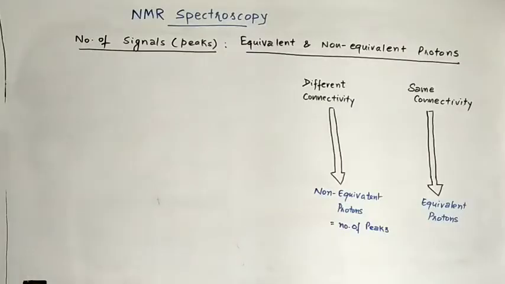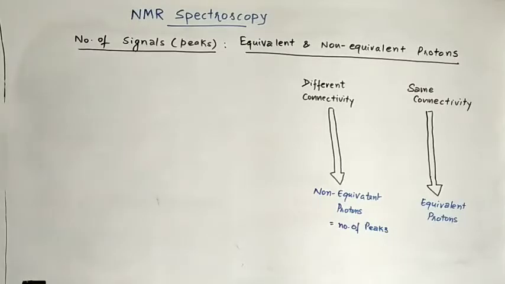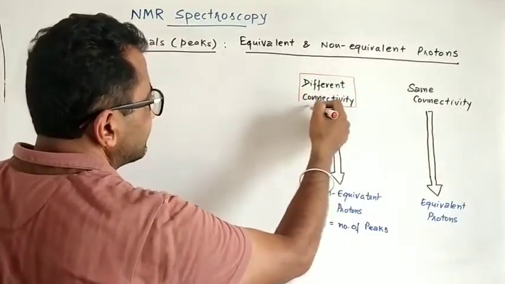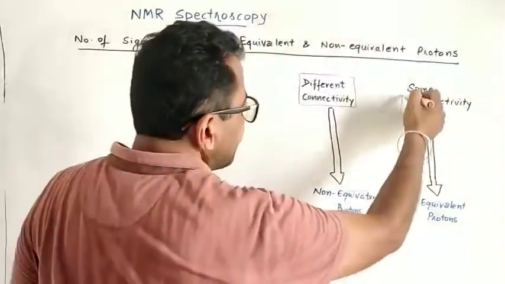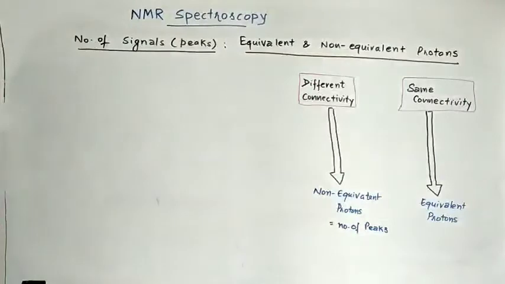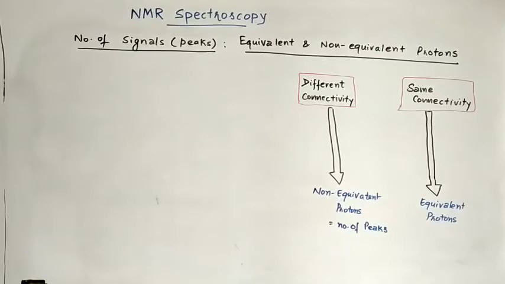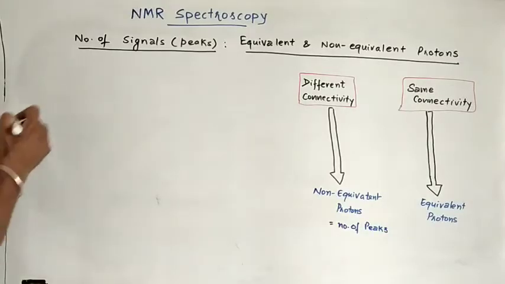This gives the number of signals, the peaks, from equivalent and non-equivalent protons. If there is a different connectivity, they give non-equivalent protons, and non-equivalent protons means the number of peaks. If a compound has 5 non-equivalent protons, there will be 5 peaks in the NMR spectrum. If the connectivity is the same, they are equivalent protons. All the equivalent protons, whether they are 2, 3, 4, 5, 10, 12, 13, or 14, give only one peak. When the protons are non-equivalent, they give different peaks. Let's see with a lot of examples.